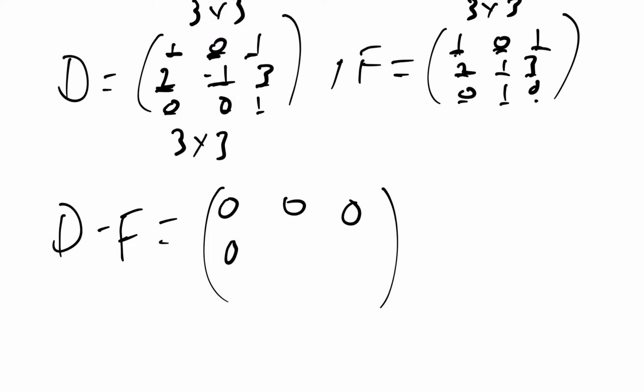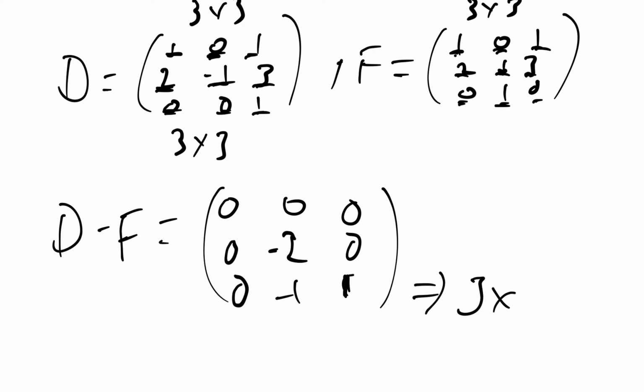Negative 1 minus 1, that's negative 2. 3 minus 3, that's 0. 0 minus 0, it's 0. 0 minus 1 is negative 1. 1 minus 0, that's 1. So this is also a 3 by 3 matrix. That's your answer, basically, this one. So that's how you compute the addition and subtraction of matrices.